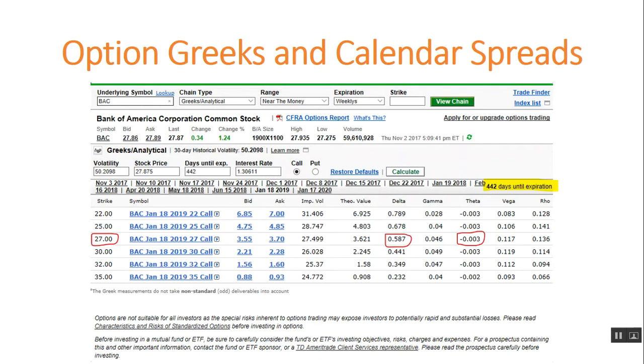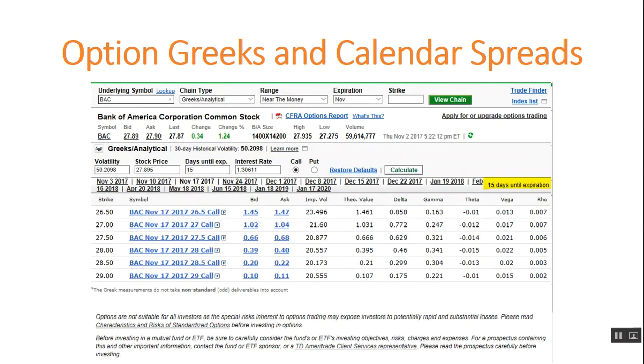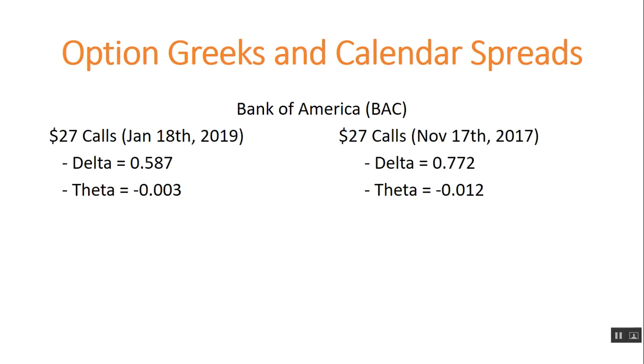And then the next thing I do is I'm going to look at the ones that I sold. These are the short-term ones, and there it is highlighted, November 17, 2017. I'm going to click my mouse on that, and this comes up, and there you see highlighted 15 days until expiration. And I'm going to look at those $27 strike prices, and there you have it. The delta shows 0.772 and the theta shows -0.012.